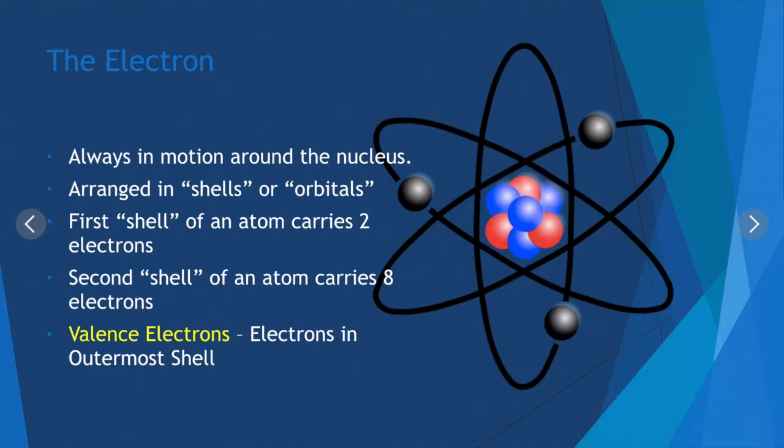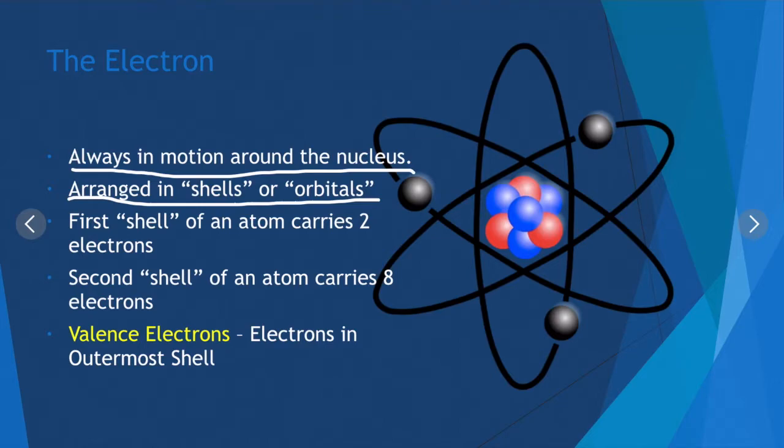The electron gets its own special shout out because it's got its own thing going on. The electrons, like I said, are arranged in shells or orbitals just outside the nucleus of an atom. They are always going around the nucleus in motion. They never stop. They're always orbiting the nucleus, okay?